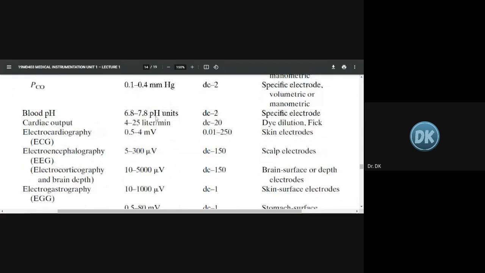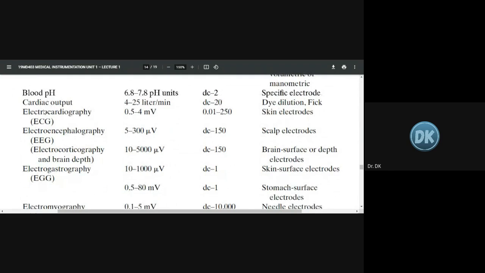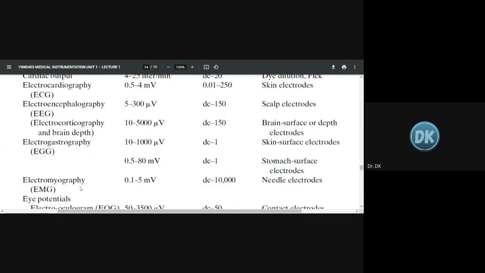So here this is the normal range and the signal frequency range, and we use a pH electrode for that. pH electrode, I suppose you would have studied in your engineering chemistry subject. And these signals like electrocardiography, electroencephalography, electrogastography, electromyography, electrooculogram, all these things we'll be studying. Not all the things, we'll be studying electrocardiography.